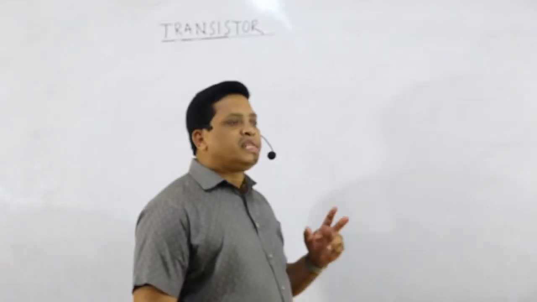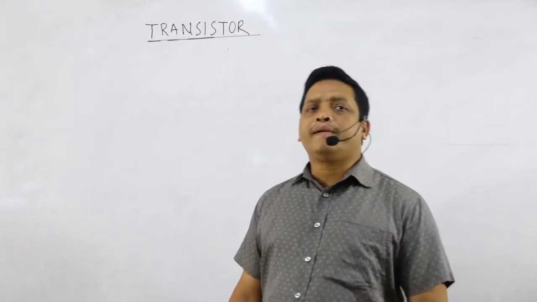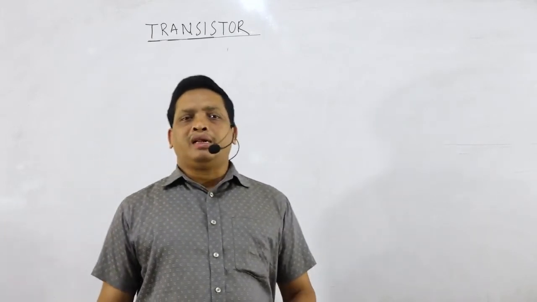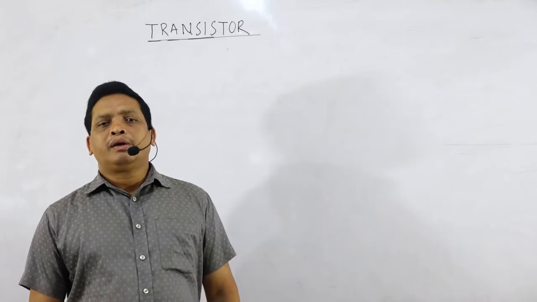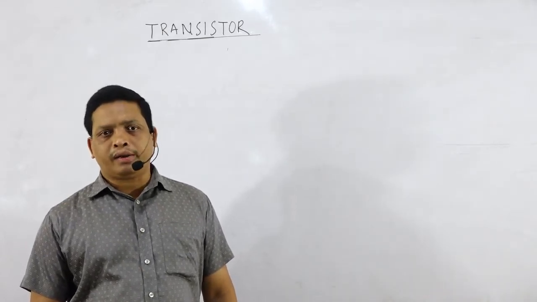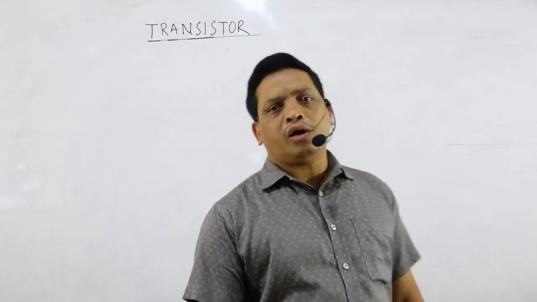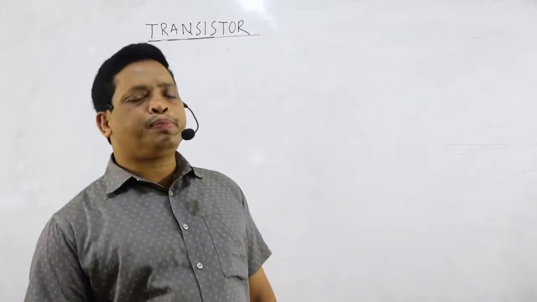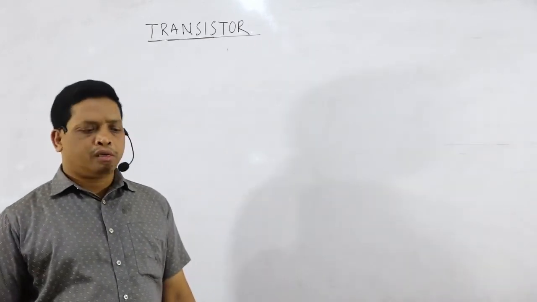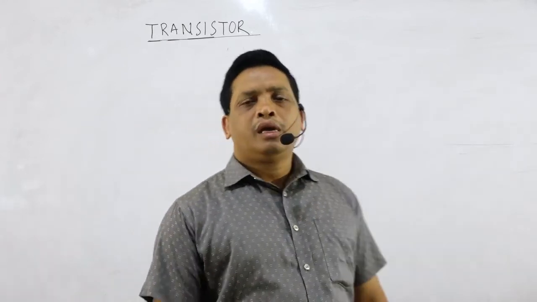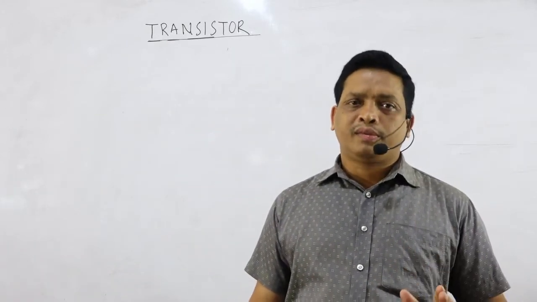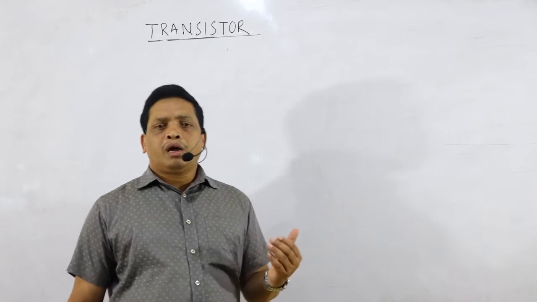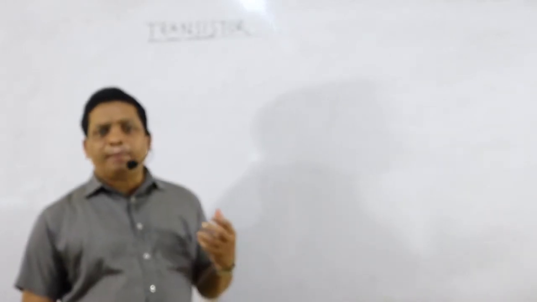It has 3 sections, namely emitter section, base section and collector section. It has 3 terminals, means emitter terminal, base terminal and collector terminal. It has 2 PN junctions. One PN junction between emitter and base known as emitter base PN junction. Another PN junction between collector and base known as collector base PN junction. So in this device today we are going to learn how it is carrying out amplification.